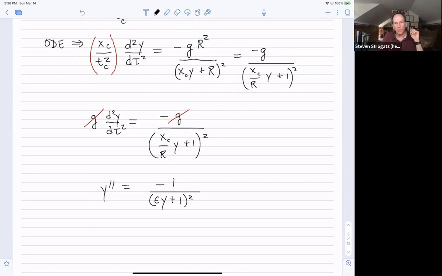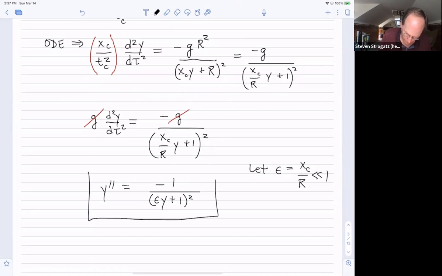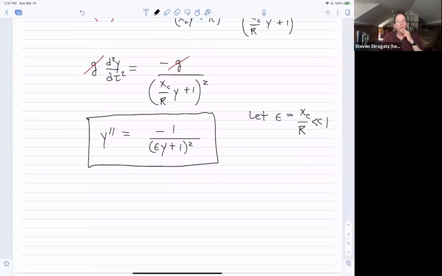Epsilon is this ratio of the characteristic distance, characteristic altitude that the rocket can reach compared to the radius of the Earth. We said from the beginning, we're going to be interested in the regime where that is a small quantity. So that's why I'm calling it epsilon. So there's my nice non-dimensional version of the ordinary differential equation. Okay, and so now we want to do perturbation theory on that.